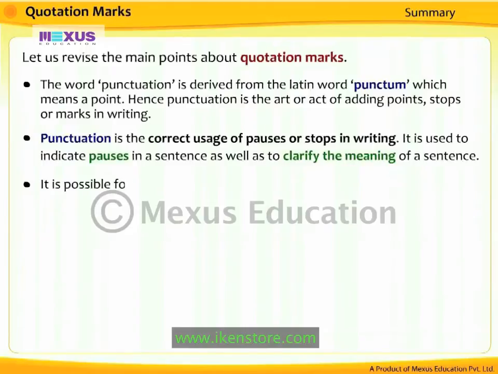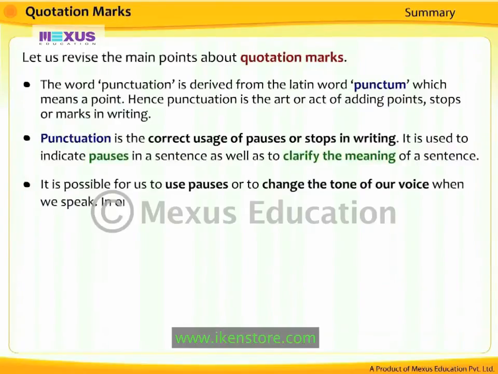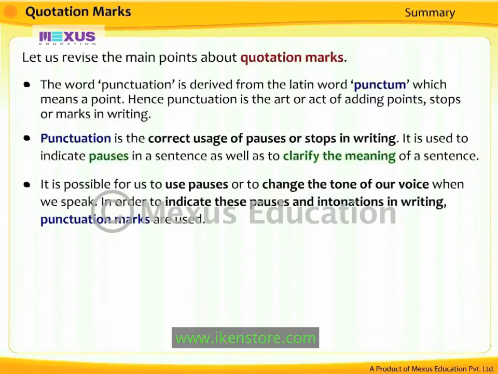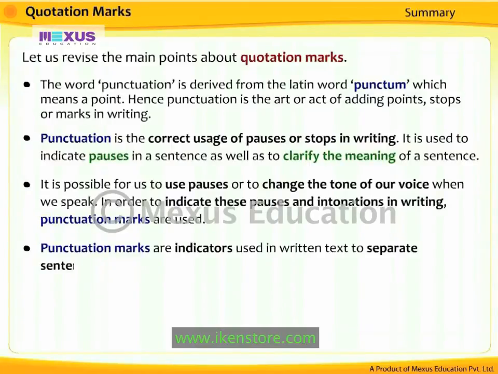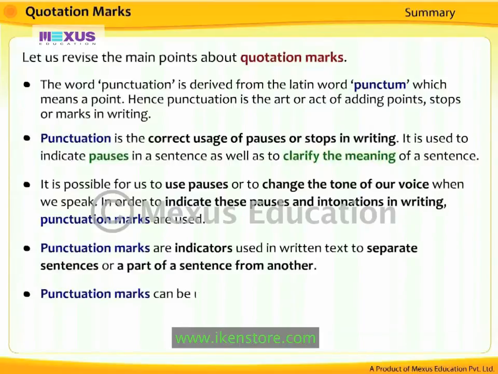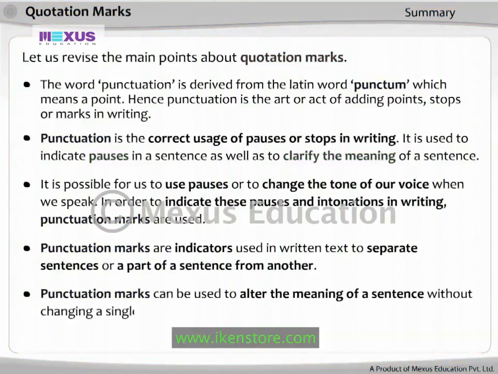It is possible for us to use pauses or to change the tone of our voice when we speak. In order to indicate these pauses and intonations in writing, punctuation marks are used. Punctuation marks are indicators used in written text to separate sentences or any part of a sentence from another. Punctuation marks can be used to alter the meaning of a sentence without changing a single word.